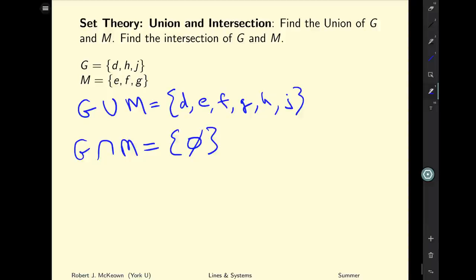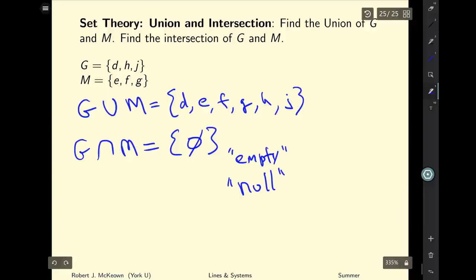It's the empty set. It sounds a little bit cooler in English to say it's the null set. But you can certainly call it the empty set. That's completely legitimate.